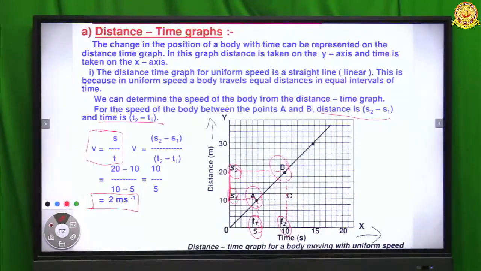I hope by seeing the graph you can easily depict how you can calculate the speed of any object using the distance time graph. In this distance time graph you can easily depict the speed. Okay, let's move to our another graph.